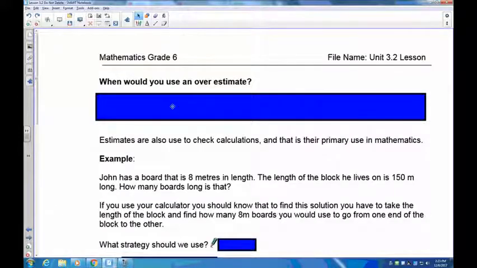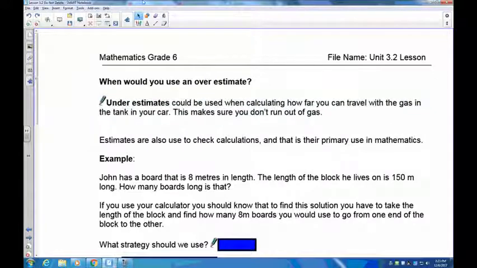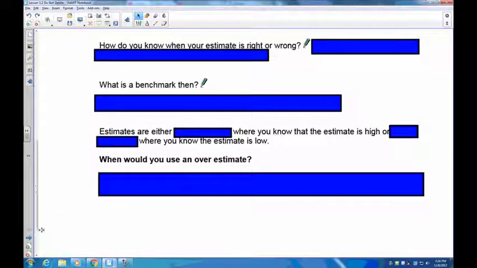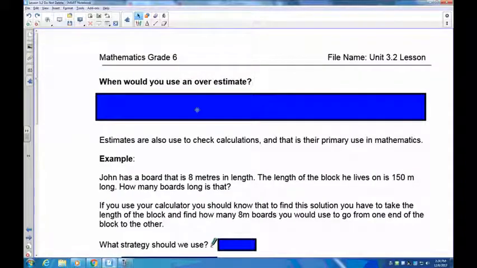What about an underestimate? Well, that's interesting. I've got overestimate and underestimate there. Yeah, okay, this is an overestimate. So this is an underestimate here. So that should be underestimate.